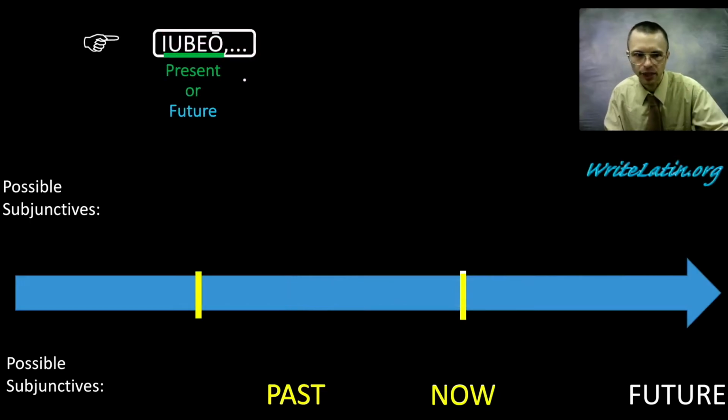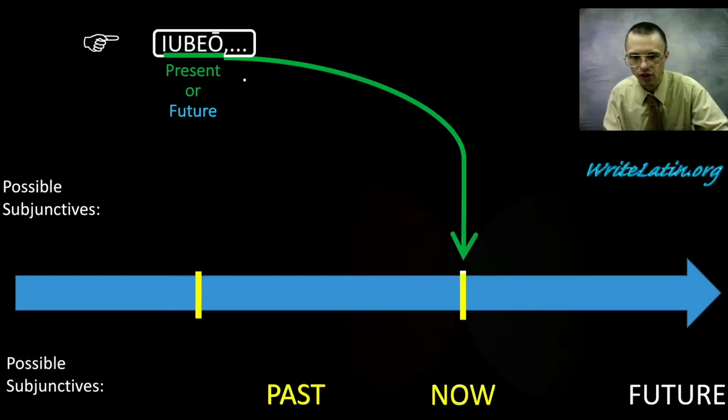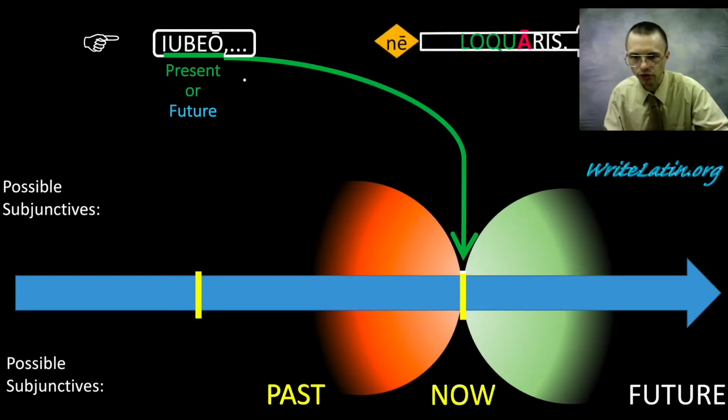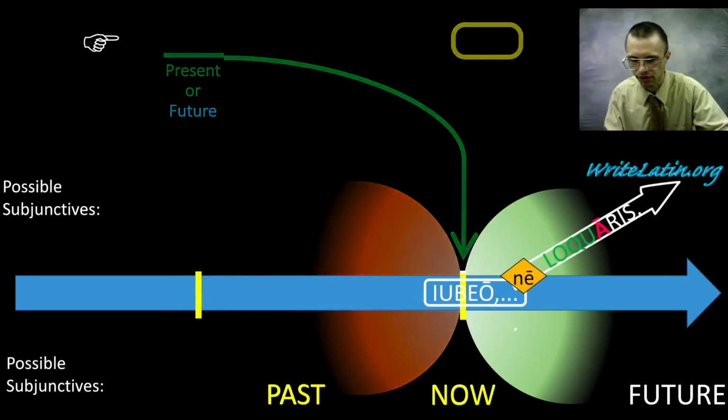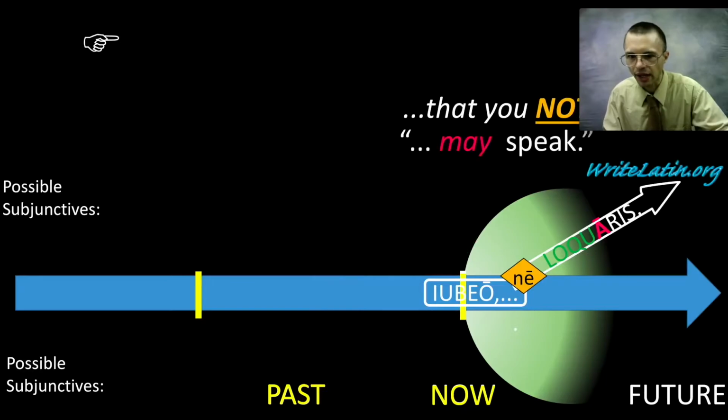Lastly is the indirect command. We look at our main verb, and this one is not past. This time it's present. So the subjunctive clause will be relative to that present or future, but in this case present, point in time. So I command lest you may speak.